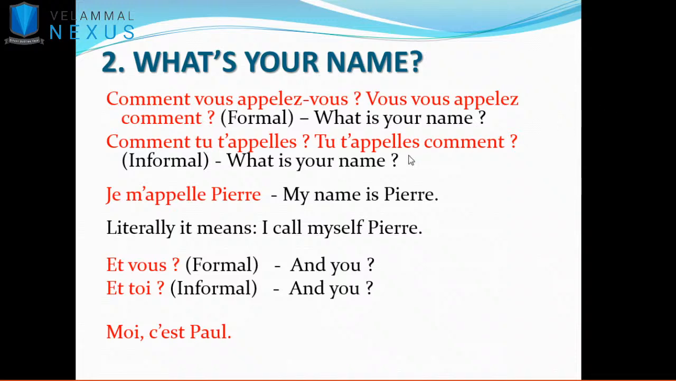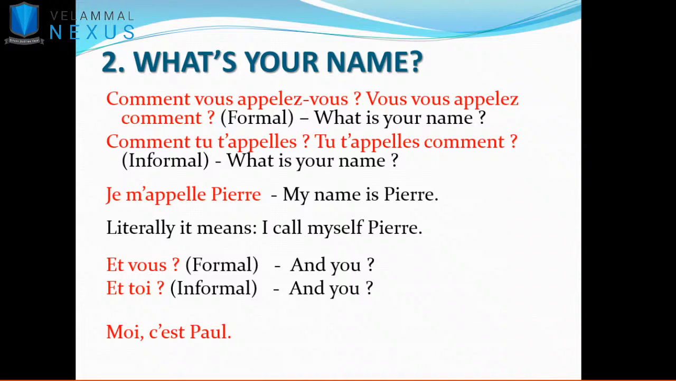Now, you want to say, what is your name? You say in French, comment vous appelez-vous? Or you say, vous vous appelez comment? Now, the informal way: comment tu t'appelles? Tu t'appelles comment? For somebody who is close to you. And you answer, je m'appelle Pierre. You use your name.